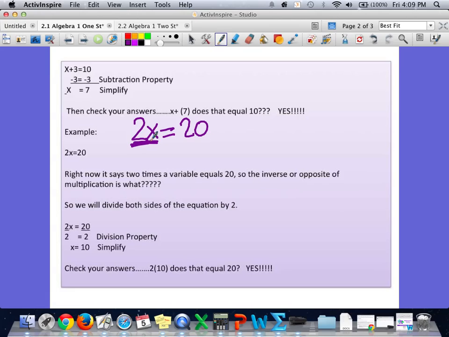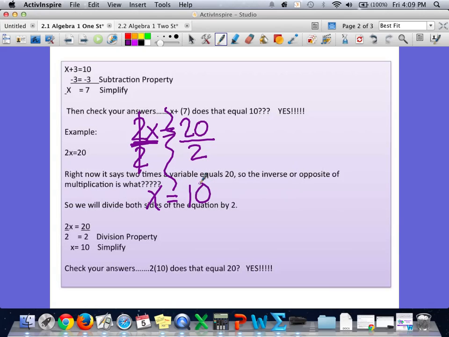Well, the opposite of multiplication is what? Division. So in order to get rid of this 2, I have to divide both sides, here's my wall, by 2. Now notice I put a division bar, so I know that that's what I'm doing. Dividing by 2. So 2 divided by 2 makes 1. So that leaves you with 1x, which is what we want. And then 20 divided by 2 is 10.